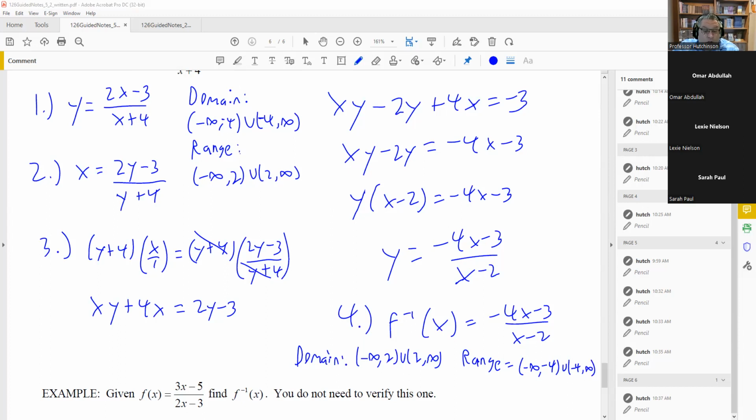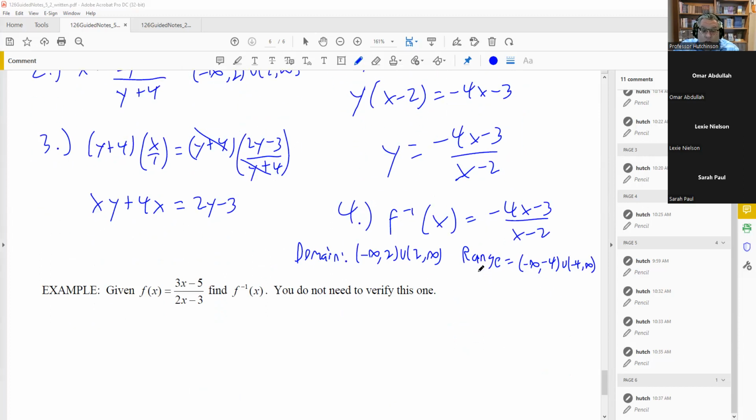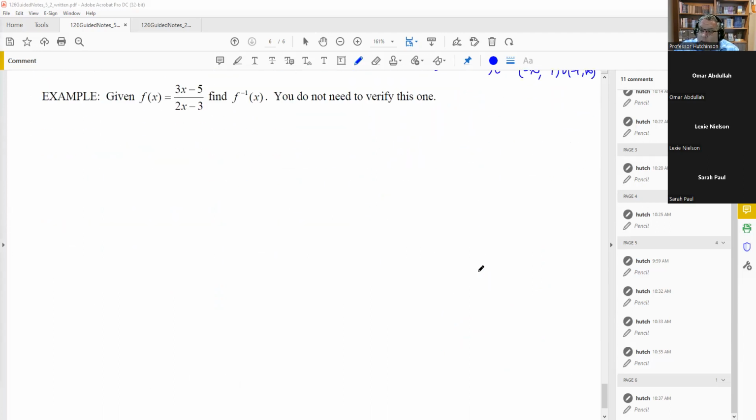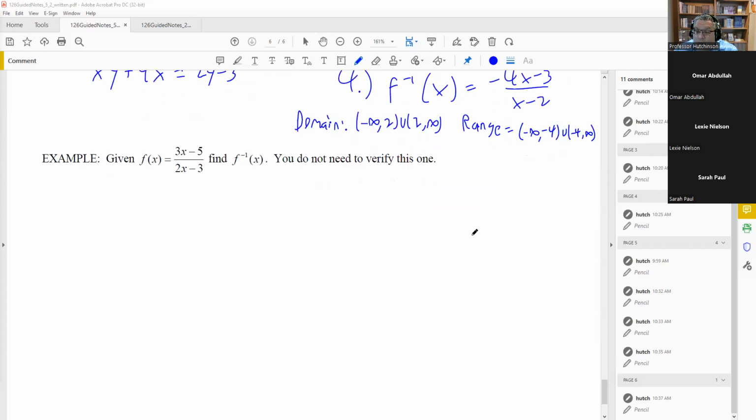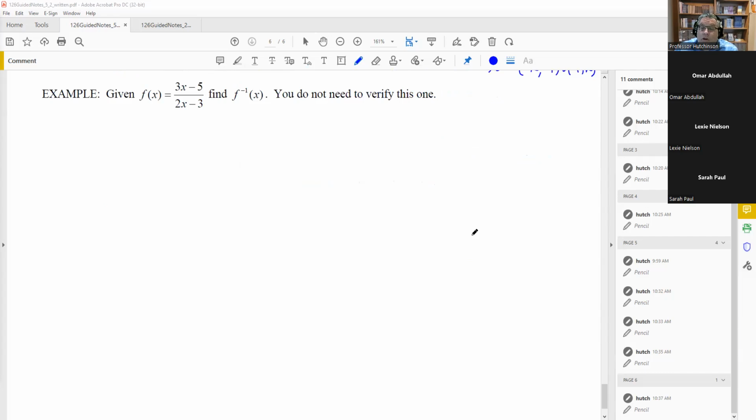All right, so next one that we'll do is this one. We're not going to do domain and range on this for the sake of time. This is the last problem in this section, so I just want to make sure we have time to cover 2.6. All right, so this one I'm just going to run through the 4 steps only.